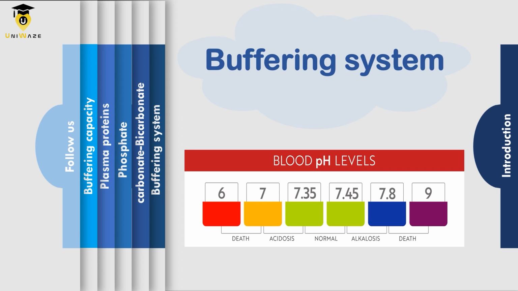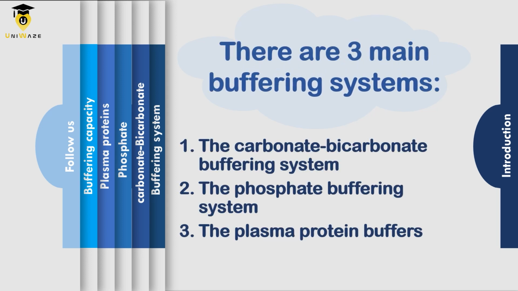Kidneys and lungs are two organs of the body that regulate pH accompanied by buffer systems. As it was said in the last YouTube video, buffers are a solution containing weak acid or weak base which resist change in pH by absorbing or releasing hydrogen ions. There are three main buffering systems in the human bodies. Number 1, the carbonate-bicarbonate buffer. Number 2, the phosphate buffer. And number 3, the buffering of plasma proteins.